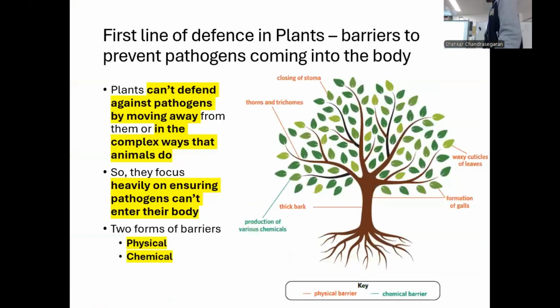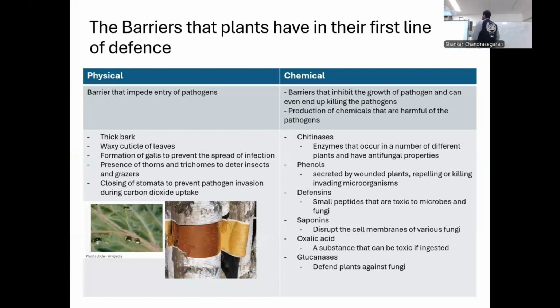Okay, that's for animals. For plants, there's only physical barrier and chemical barrier. Physical barrier is made up of the most important ones, I would say, the thick bark and also the waxy cuticle of the leaves. Thick bark ensures pathogens can't get through. Waxy cuticle of leaves ensures that certain liquids, basically it's also another physical barrier that's preventing pathogens from entering in.